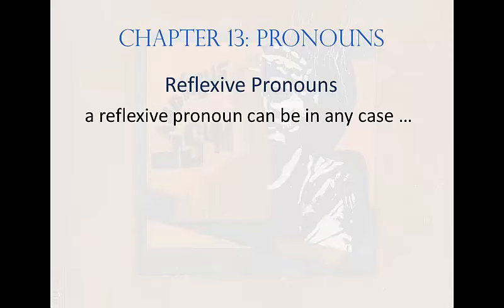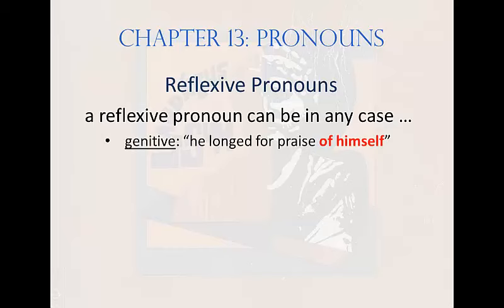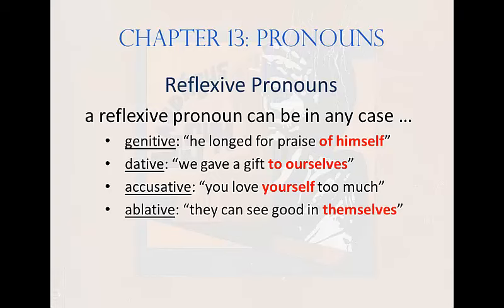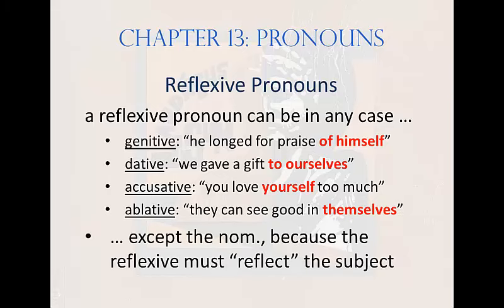So if reflexive pronouns reflect the subject, they can be in any of the following cases. The genitive, he longed for praise of himself. The dative, we gave a gift to ourselves. The accusative, you love yourself too much. And the ablative, they can see good in themselves. But reflexive pronouns cannot be nominative because they must reflect the subject. They can't be the subject. A mirror cannot see its own reflection.